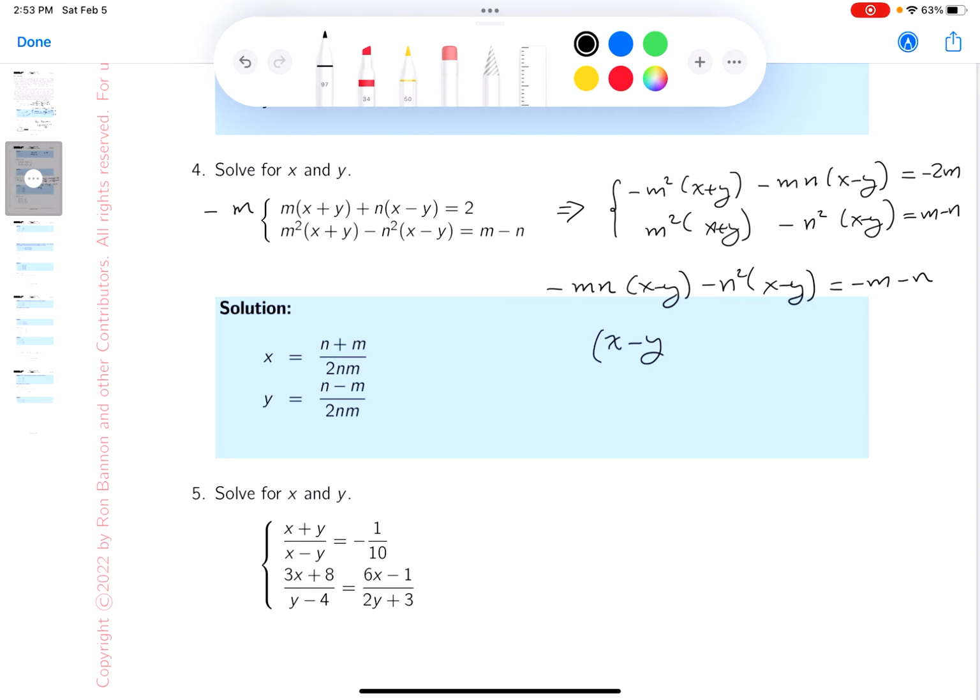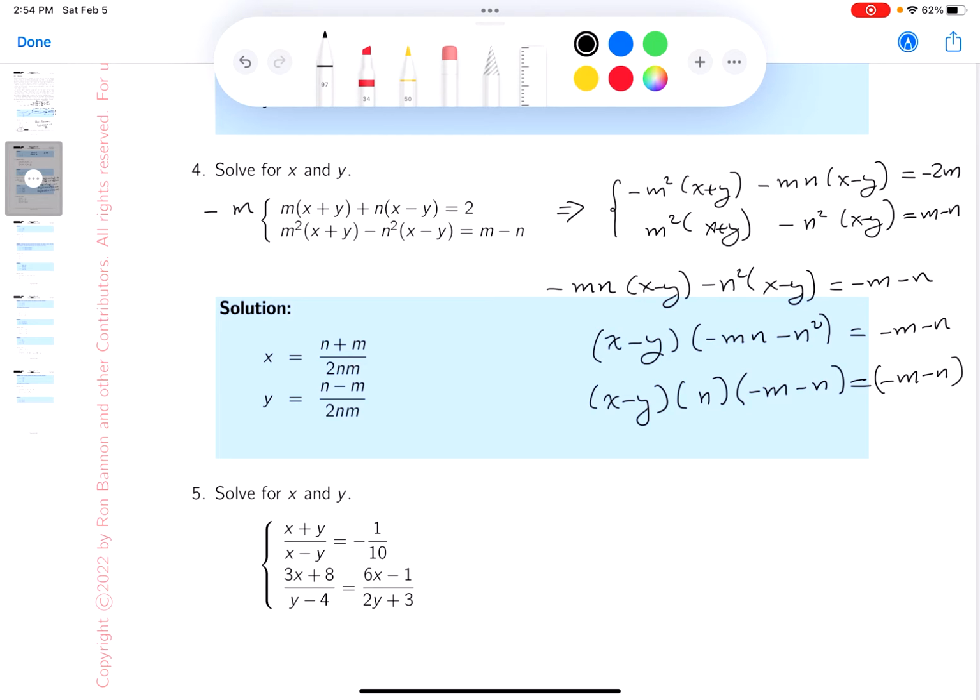And what do you get when you do that? Well, you're going to get minus mn minus n squared times (x minus y), and that equals minus m minus n. I'm going to keep working on it, x minus y, and I'm going to factor out an n. And what do you get there? Minus m minus n equals minus m minus n.